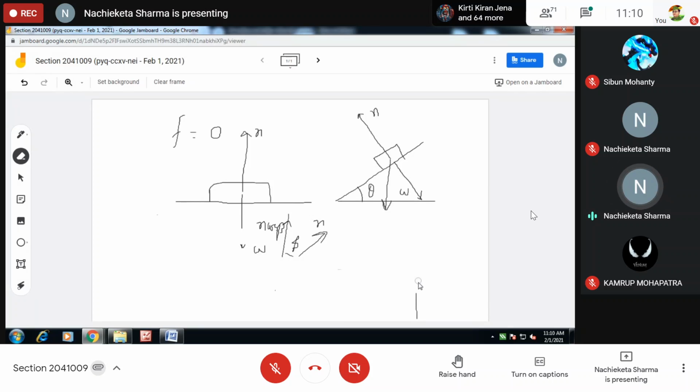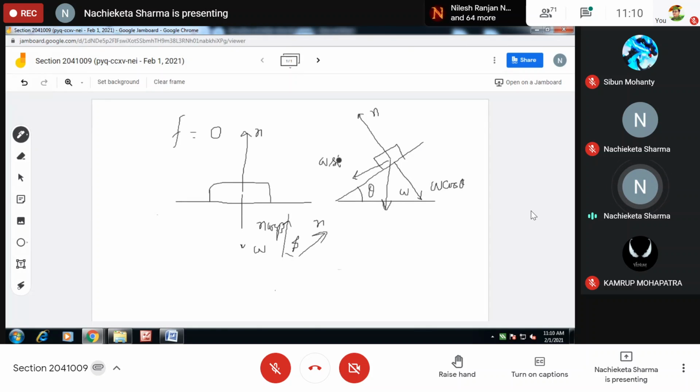So when I resolve these two things, this N and this W into two components, I will get one component, W cos theta, which will be balanced by the normal force, and there is an unbalanced force, which is W sin theta. This W sin theta is pulling the box downwards. So your applied force is W sin theta.